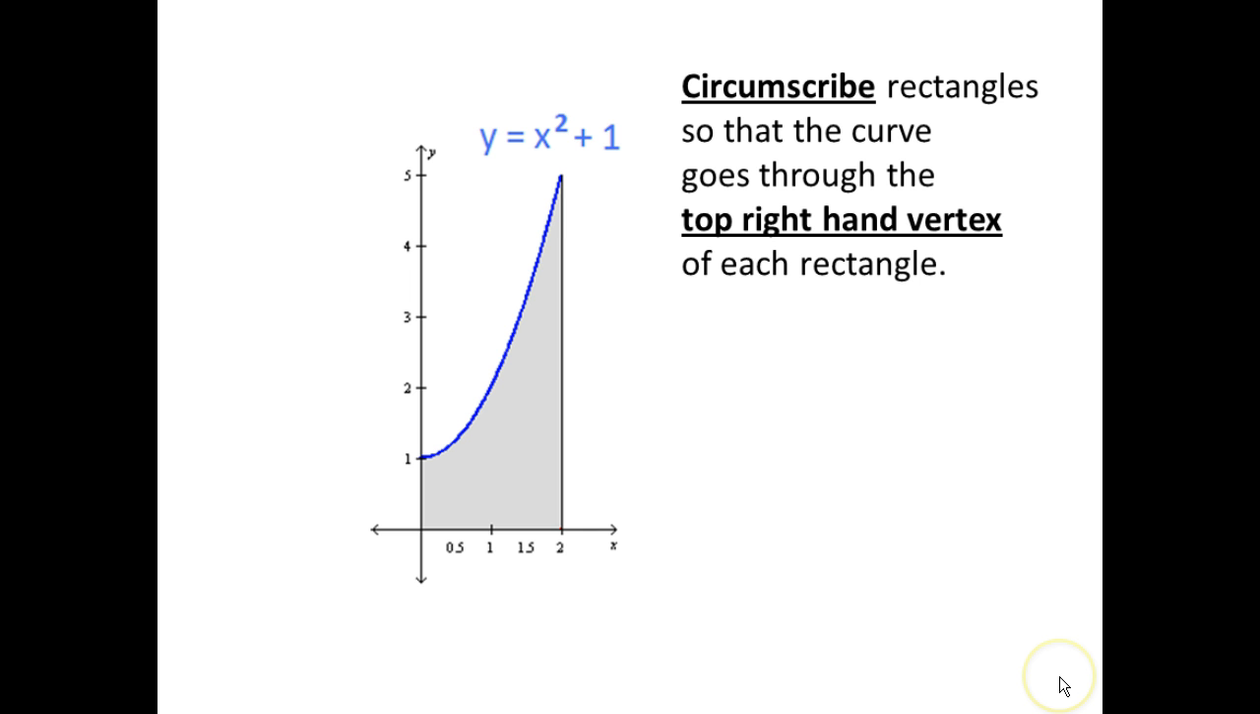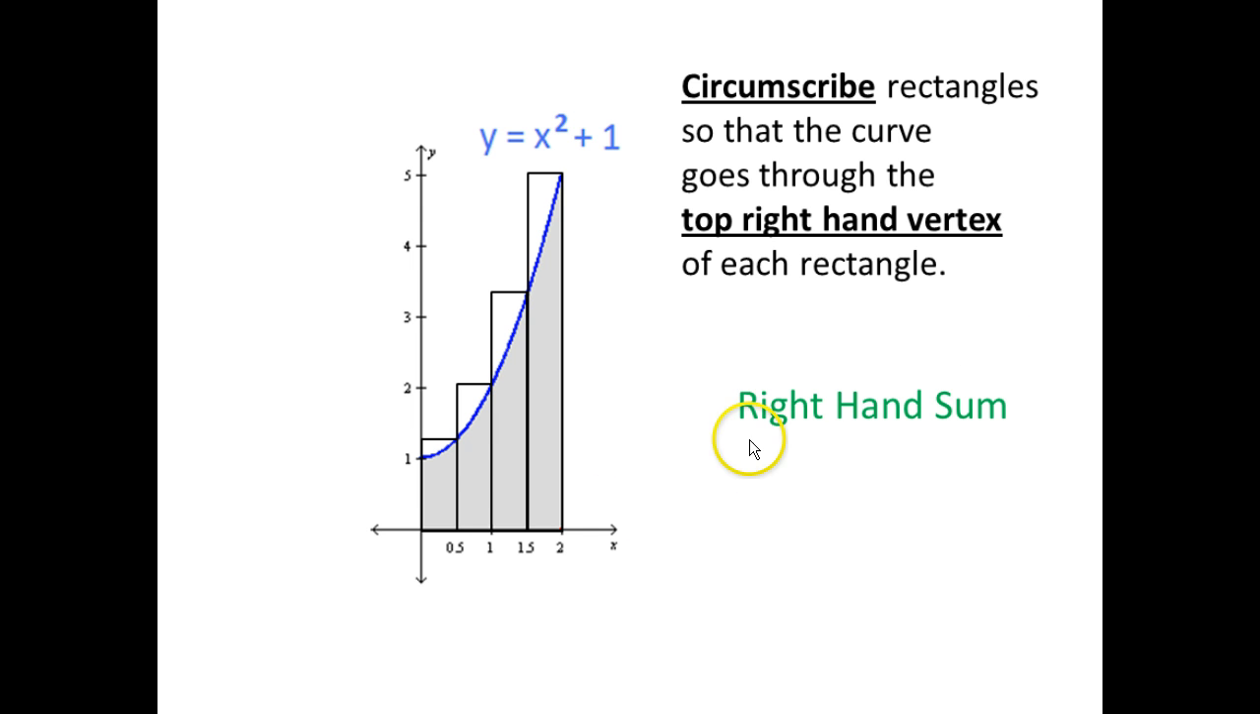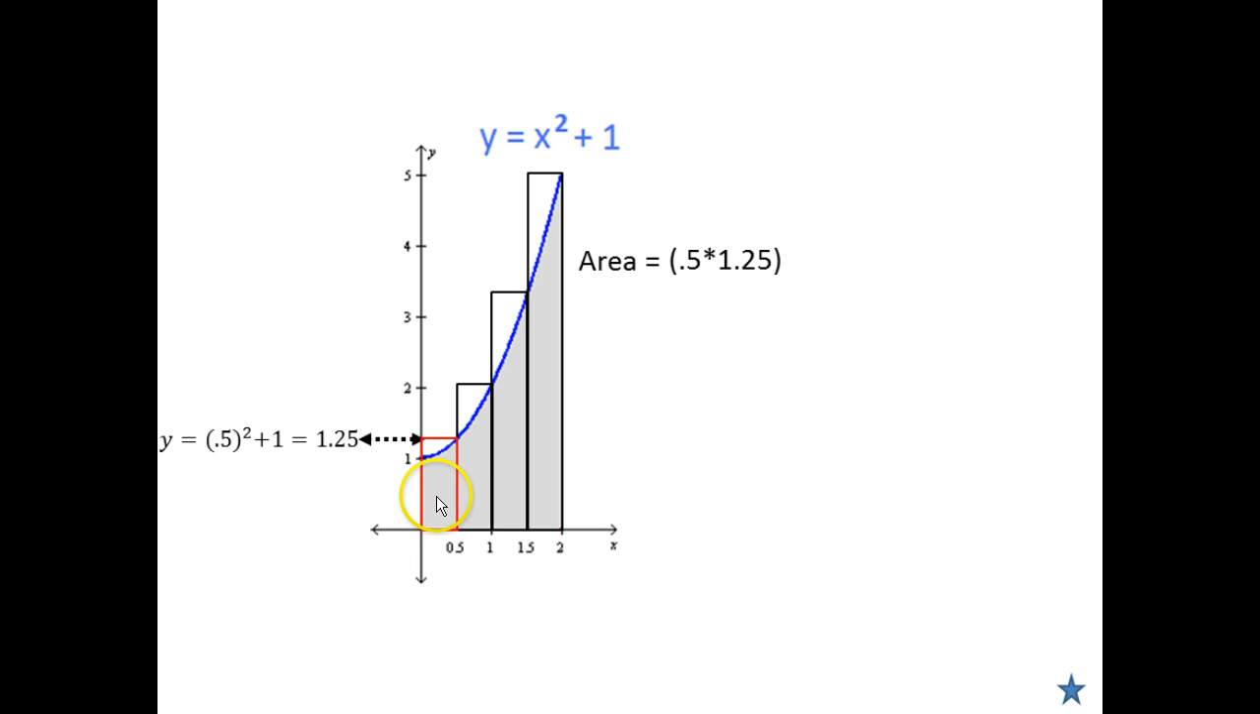Okay, so now we're going to circumscribe rectangles so that the curve goes through the top right-hand vertex of each rectangle. And this is called the right-hand sum, because the curve goes through the right-hand vertex of each rectangle. Now we'll find the area of each rectangle. This first rectangle has width 0.5, and it touches the curve at x equals 0.5. So if you plug 0.5 into the formula, you get 1.25.